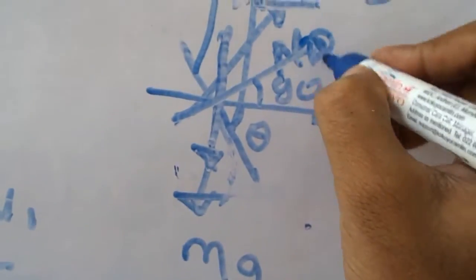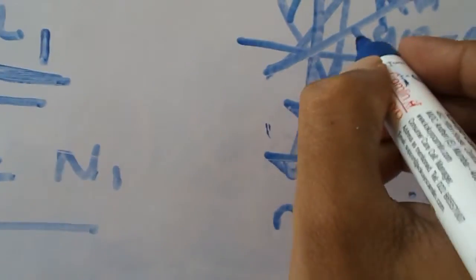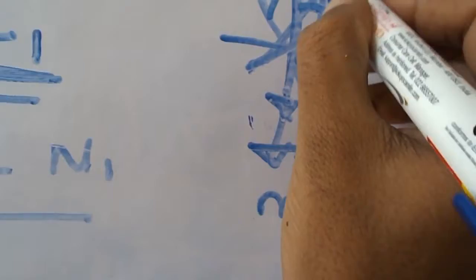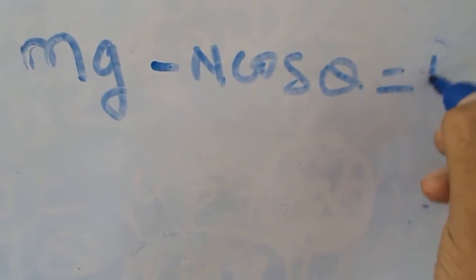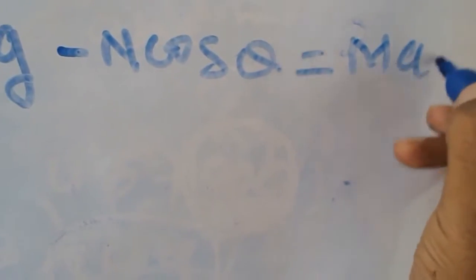Okay, this angle will be 90 minus theta. So, okay, this angle will be theta. So what can I write? mg minus N cos theta is equal to may.